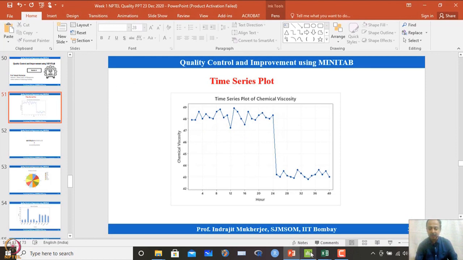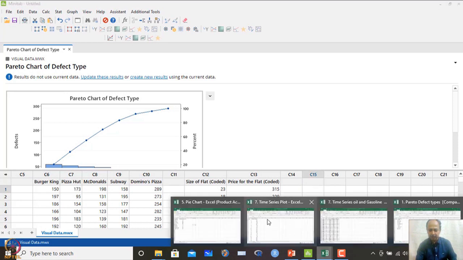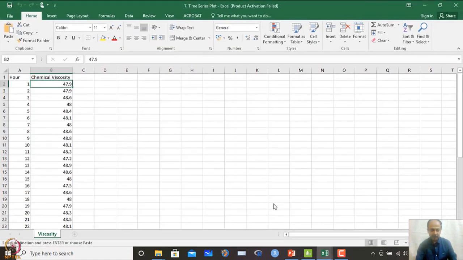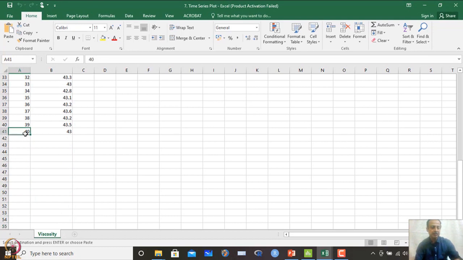In this case, I will use the same Minitab worksheet which we used for visualization data. I have kept the same file over here, and I will copy and paste some data which is a time series. This is the hourly chemical information, the first hour, second hour, like this, with respect to time.